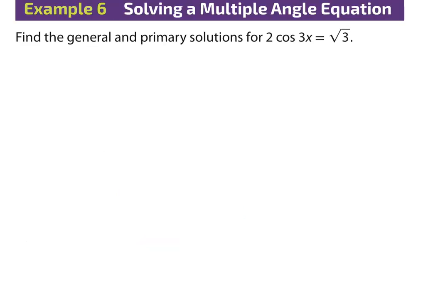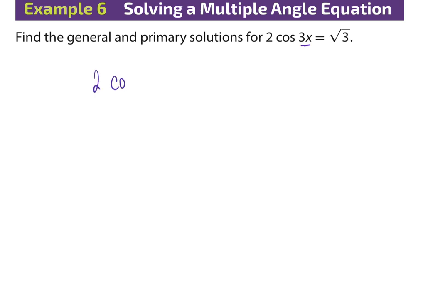Again, this is asking for general and primary. I'm only going to ask you for the primary, so you don't have to do it where it loops. The primary solutions would be wherever it occurs in one full circle. All right, so for this one, you'll notice that you have this 3x in there. We're kind of going to ignore that until the very end. We're going to do everything else exactly the same.